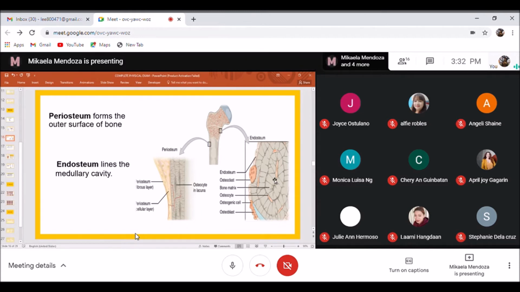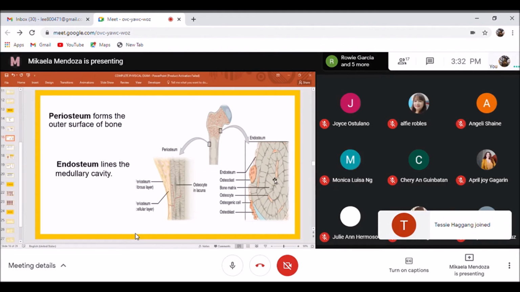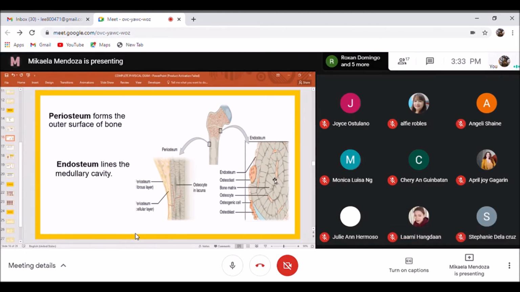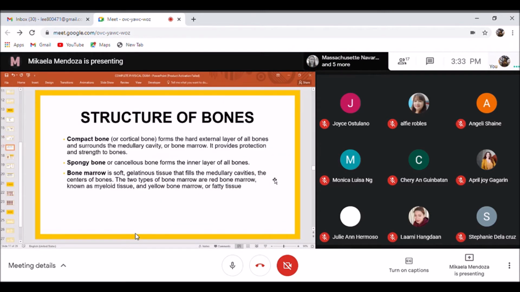The periosteum forms the outer surface of the bone, and the endosteum lines the medullary cavity, which is found inside the bone and holds the bone marrow. Next po.